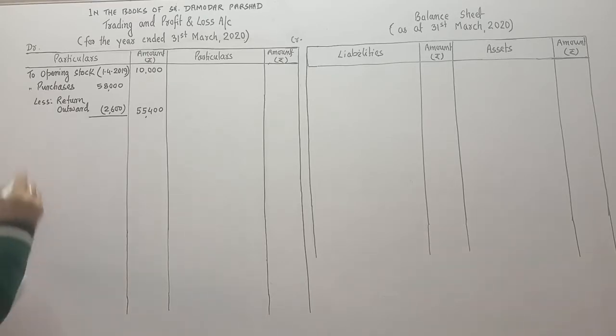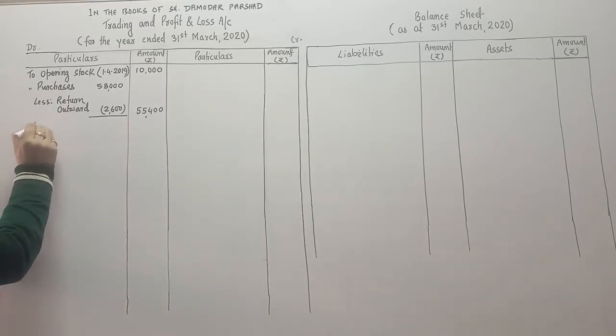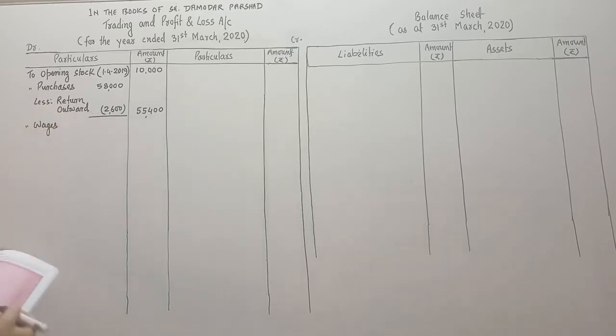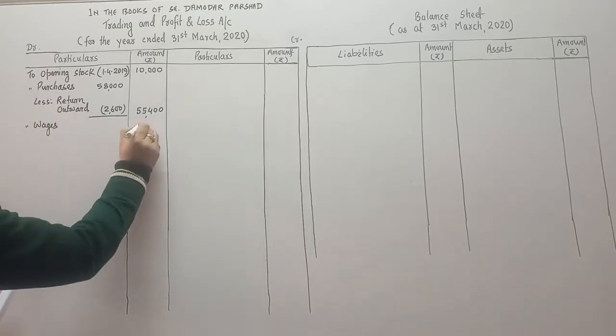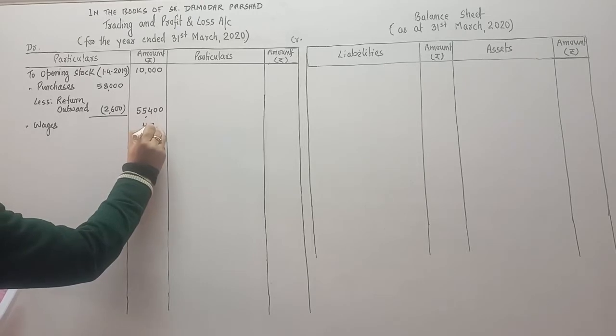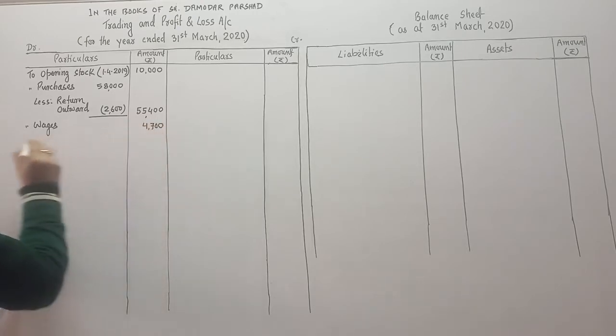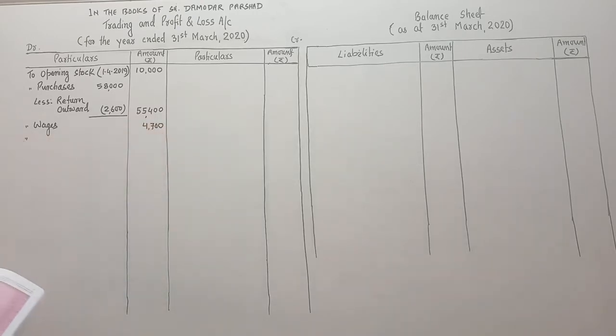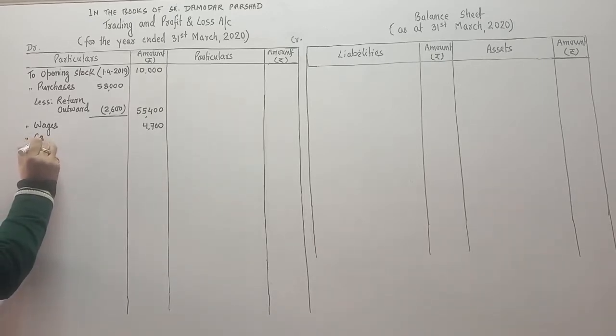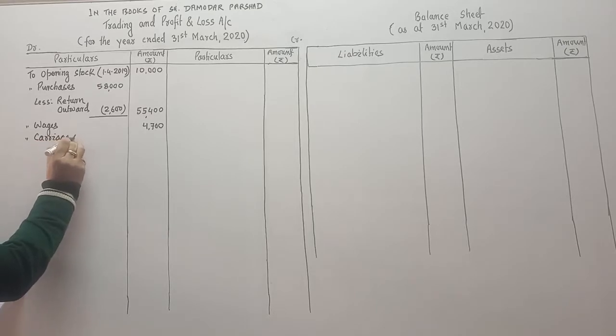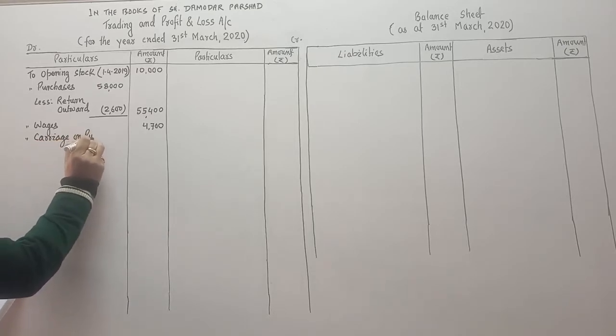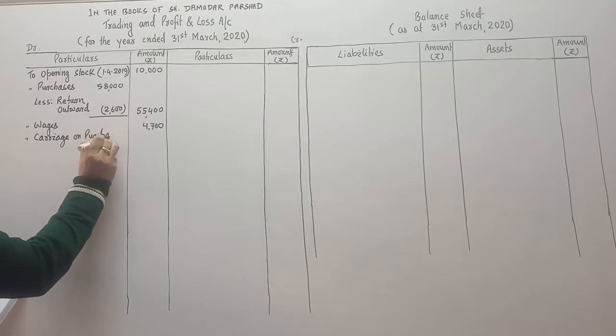Thereafter you come to wages. Wages is a direct expense, so you write the wages. How much is it? Wages is 4,700. Next, after wages, you come to carriage on purchase. Carriage on purchase means carriage on purchase.